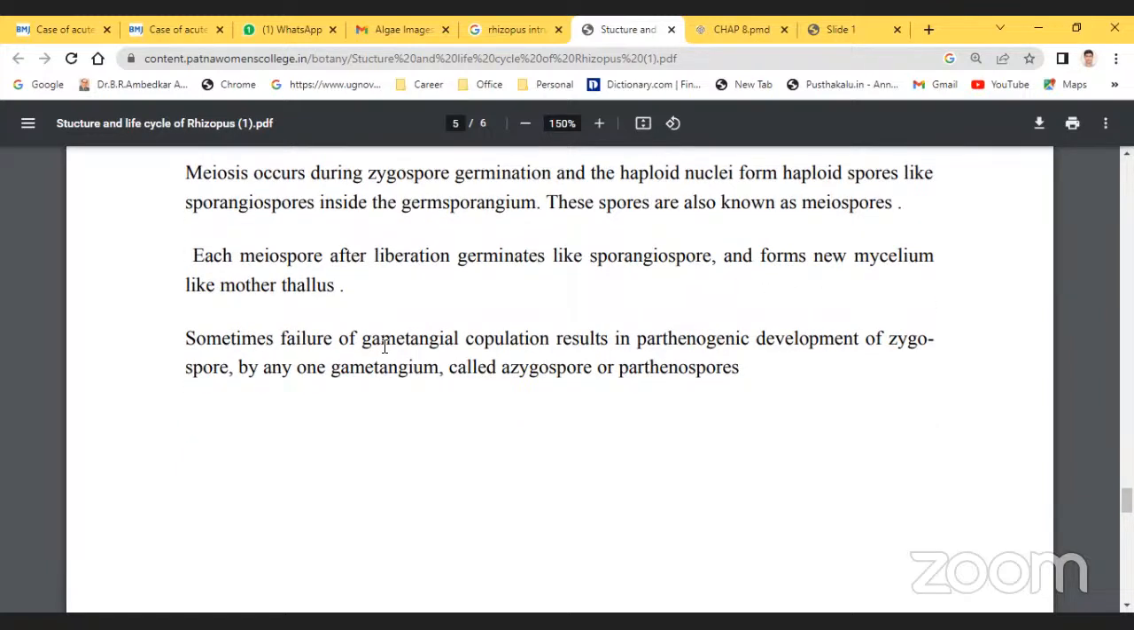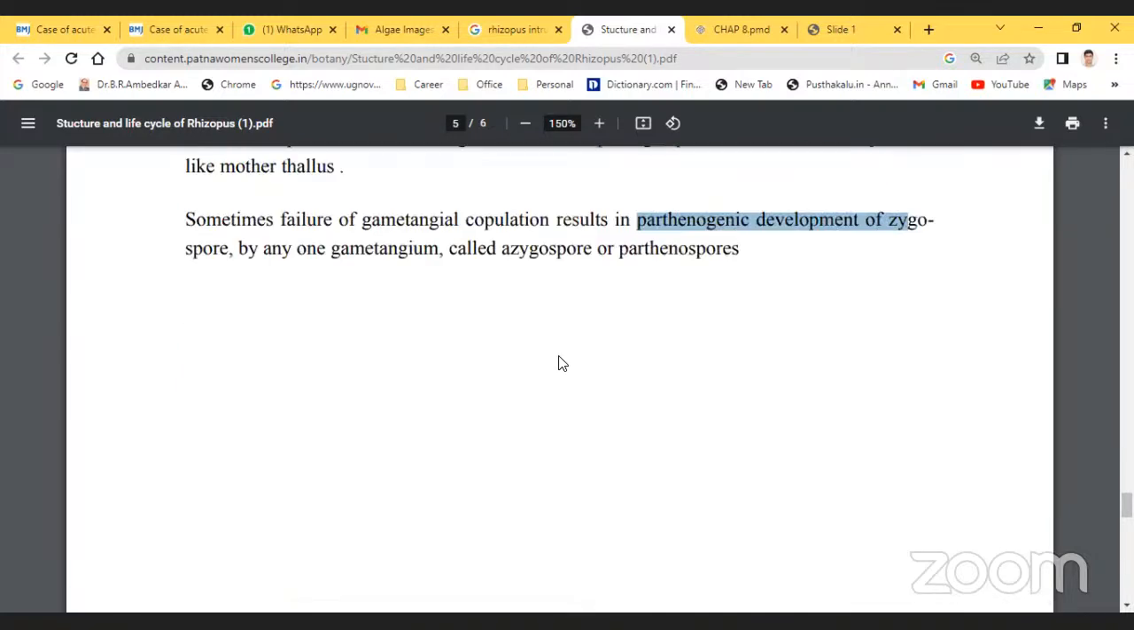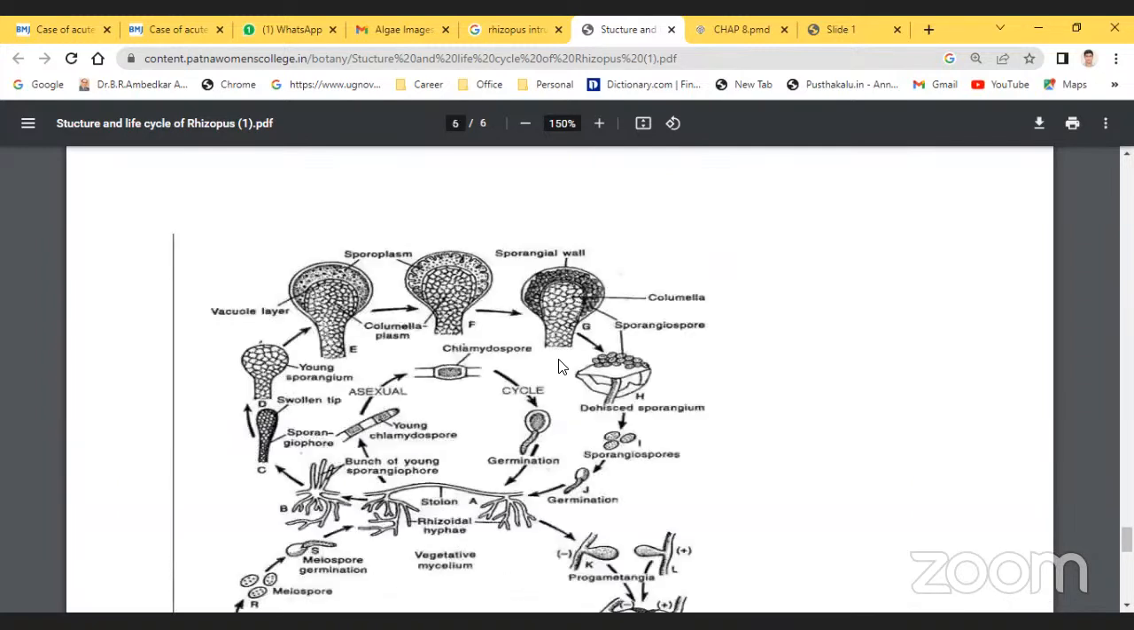Sometimes failure of gametangial copulation results in the parthenogenetic development of the zygospore by any one gametangium, called azygospore or parthenospore. So this is regarding sexual reproduction.